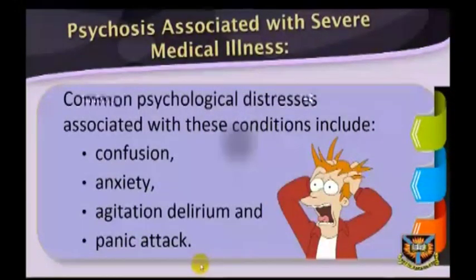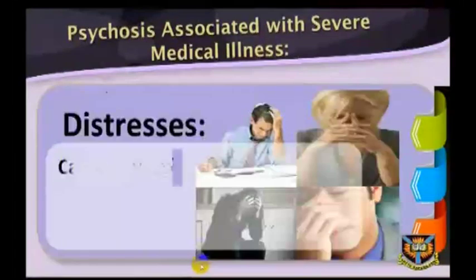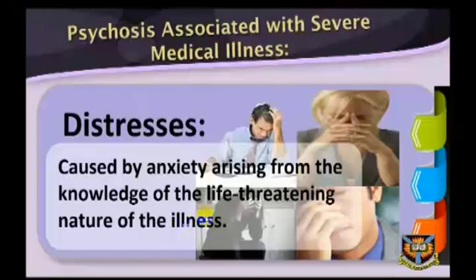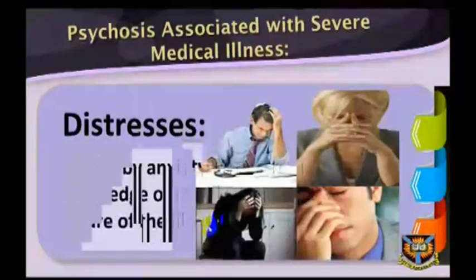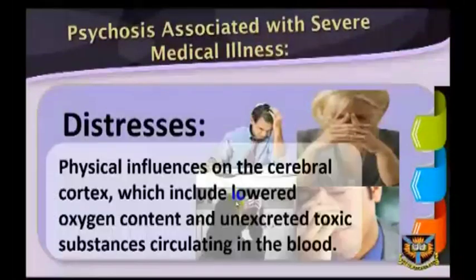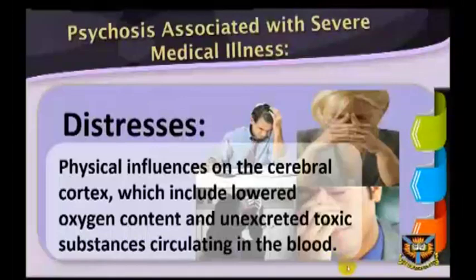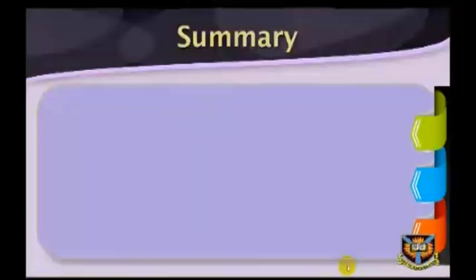These distresses may be caused both by anxiety arising from the knowledge of the life-threatening nature of the illness and from physical influences on the cerebral cortex, which include lowered oxygen content and unexcreted toxic substances circulating in the blood. Confusion is frequently associated with hypoglycemia in patients with diabetes.